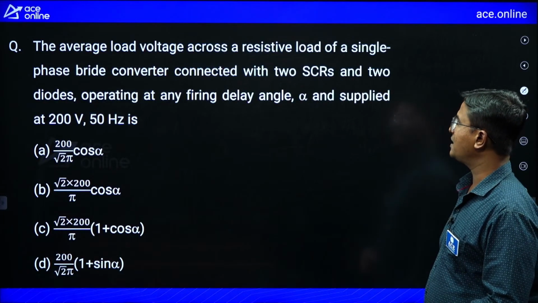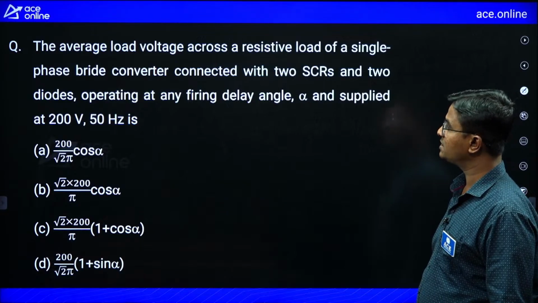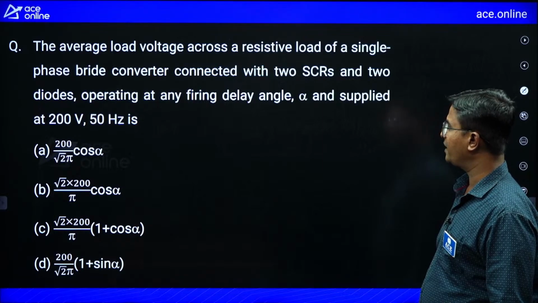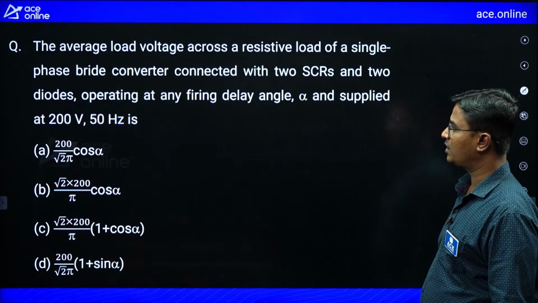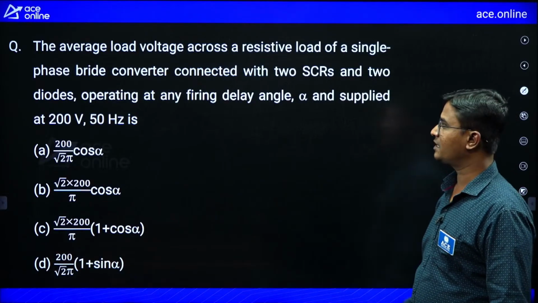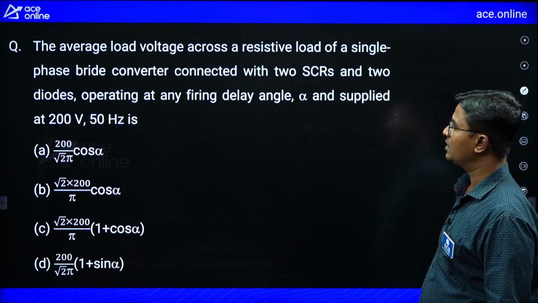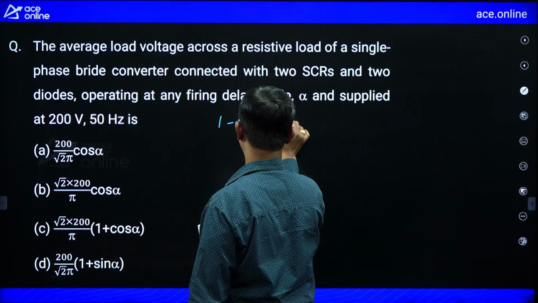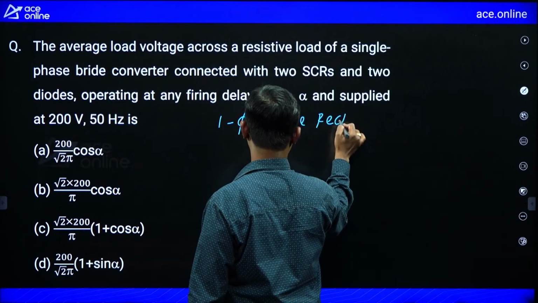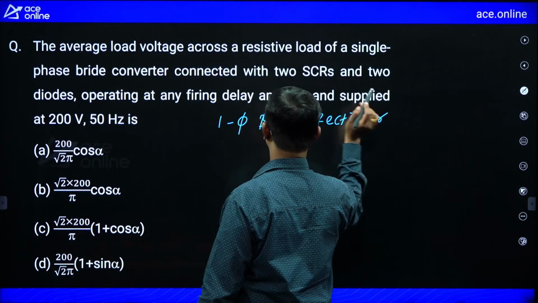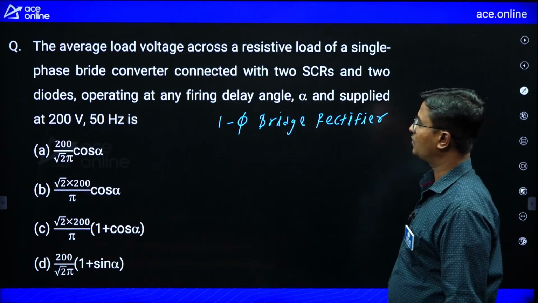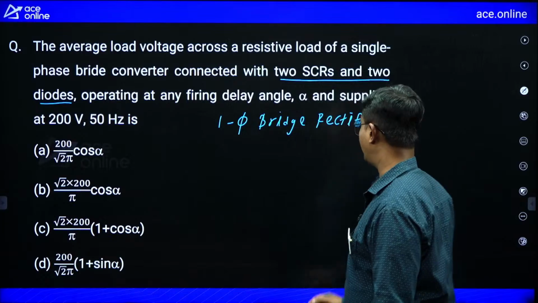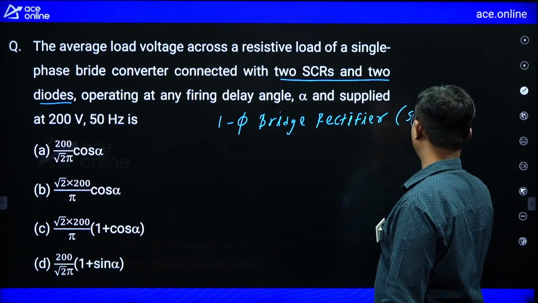The average load voltage across a resistive load of a single phase bridge converter connected with 2 SCRs and 2 diodes, operating at any firing delay angle alpha and supplied at 200 volt 50 hertz, is? They are asking the average load voltage across a resistive load of a single phase bridge rectifier, connected with 2 SCRs and 2 diodes. Tell me, 2 SCRs and 2 diodes means, can I say that this circuit is a semi-converter? Yes or no? Semi-converter.